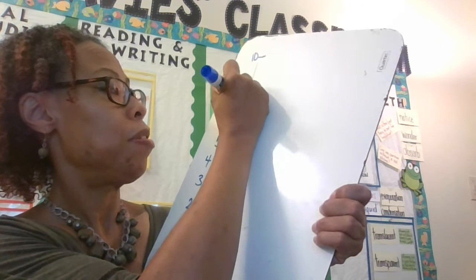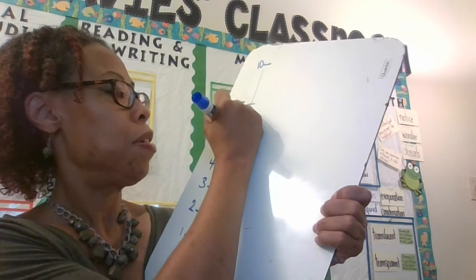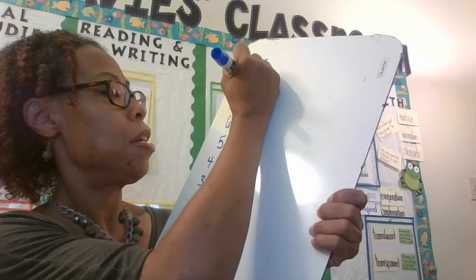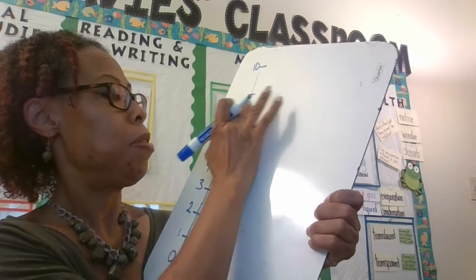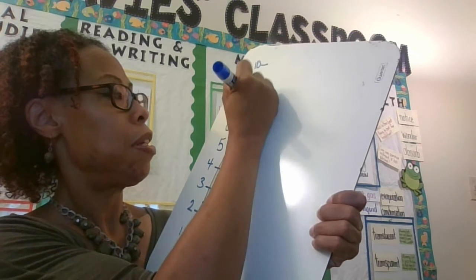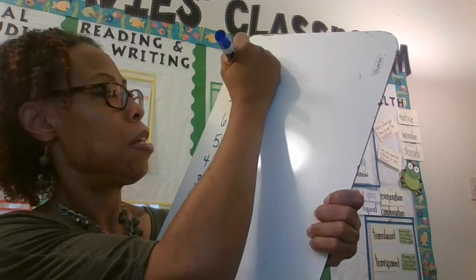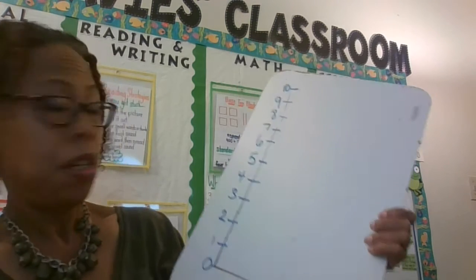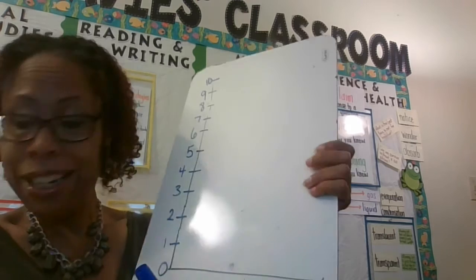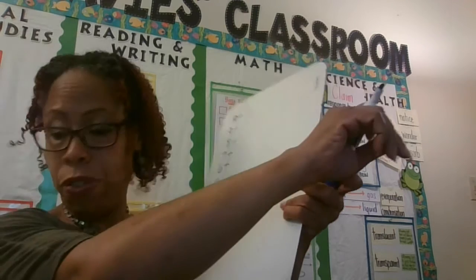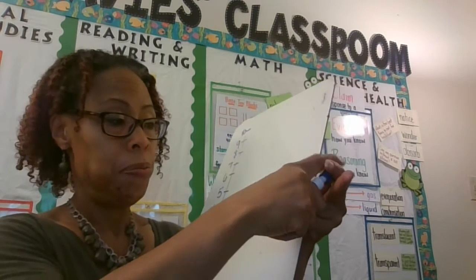Let's just say 7 is right about here. 6. That's not quite equidistant. 7. 8. 9. Okay, not bad. So we have our scale. So we have our first criteria for success. Okay.